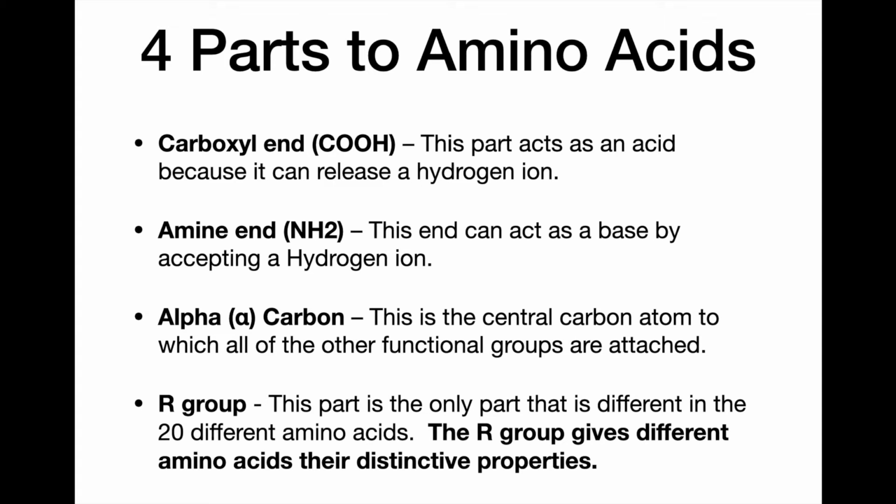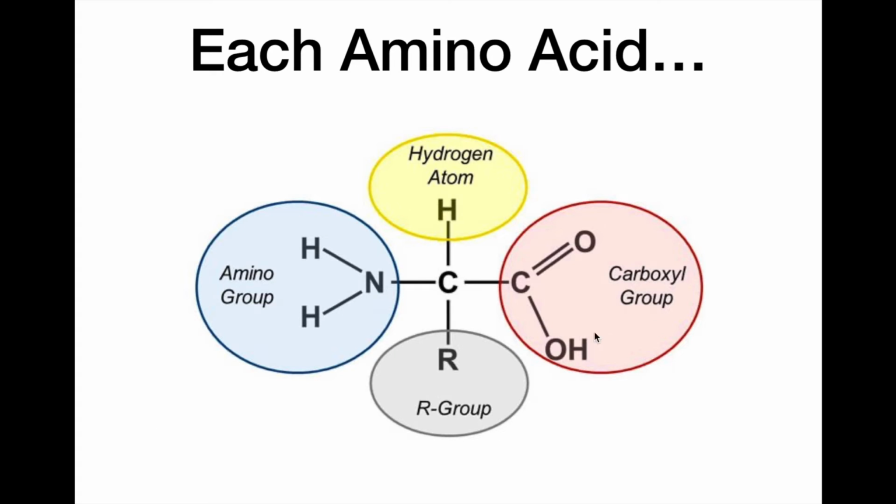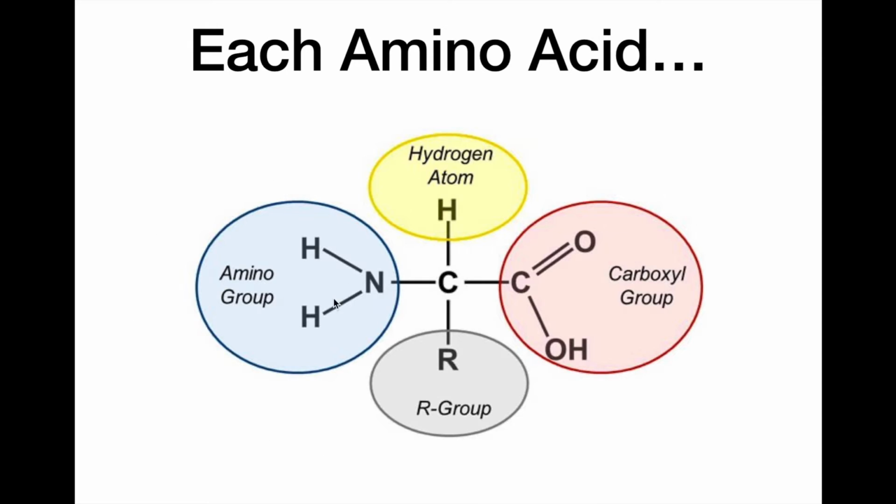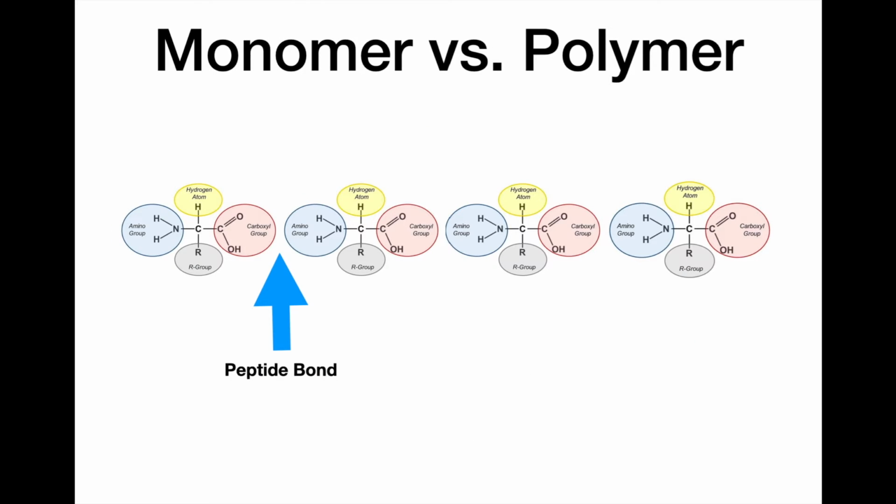Now that carboxyl end is going to act as an acid because it can release a hydrogen ion. So look at this carboxyl end here. It has a hydrogen that it can donate. If it donates protons into solution, we say it is an acid. That amine group can act as a base because it can accept hydrogen ions. If you look at the amine group here, it can go from NH2 to NH3. So when you take 2 amino acids and put them together, you get what's called a peptide bond. The carboxyl end of one amino acid will mix with the amine group, or the amino group, of another amino acid.